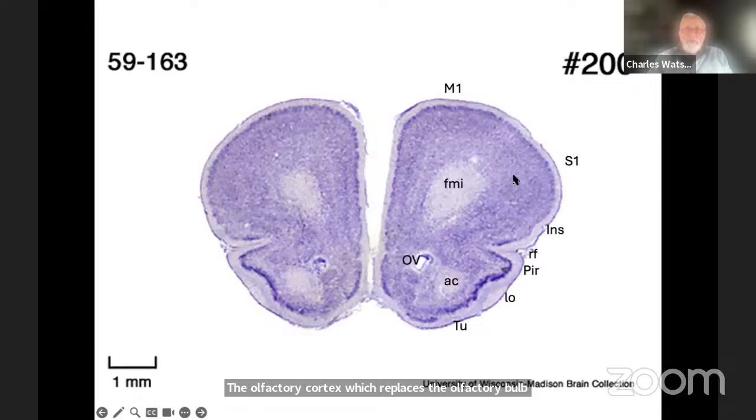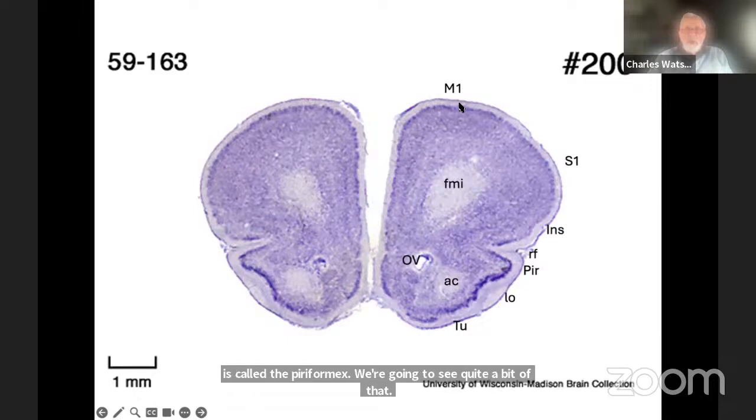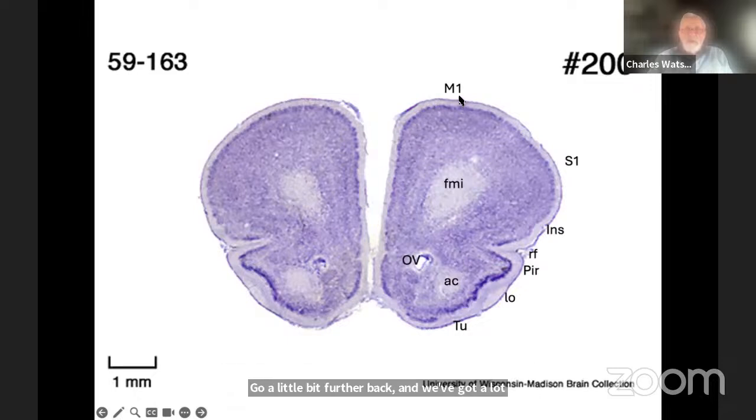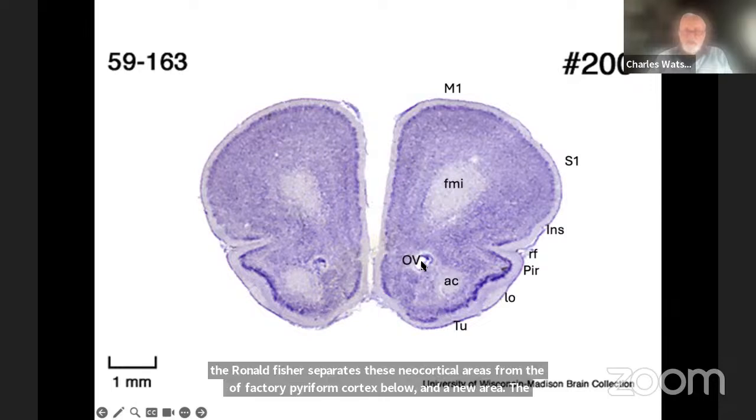Go a little bit further back, and we've got a lot more neocortex now, primary motor and primary somatosensory cortex. And below S1 is the lateral cortex of this group, the insular cortex, which is where taste is. And the rhinal fissure separates these neocortical areas from the olfactory piriform cortex below. And a new area, the olfactory tubercle, appears just underneath all of that. The ventricle starts to appear then.